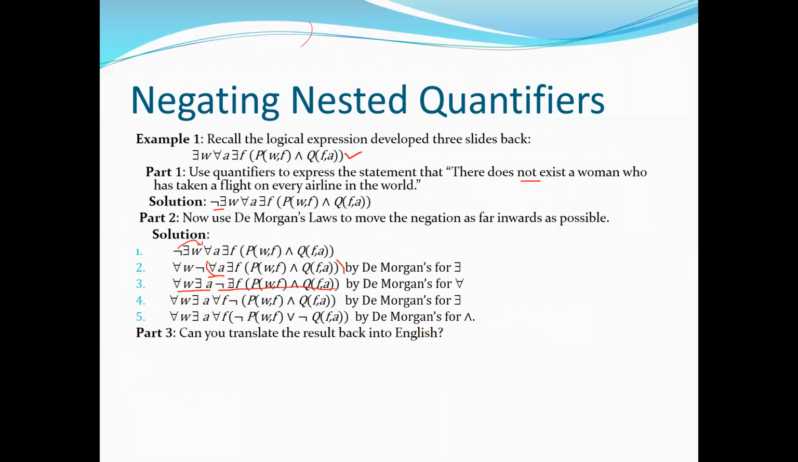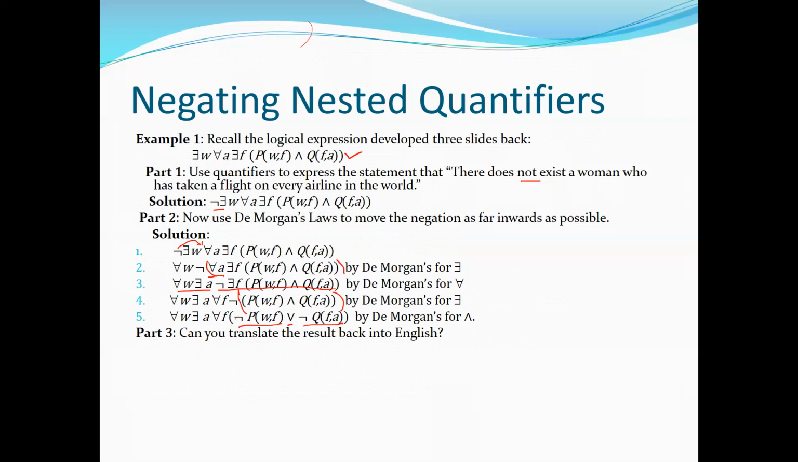Now if we apply this negation to this quantifier, the existential quantifier, it will become the universal quantifier, and the negation will move forward to the next. The rest is the same. Now this negation is with this statement. If we apply this negation to this statement, this is the AND operator, so it will be converted into OR, and the negation will be distributed over both the propositional functions. So negation applies to P of w, f, and to Q of f, a, and the AND is converted into the OR operator. This is how we solve the negation of nested quantifiers. If you want to negate a nested quantified statement, you need to solve it this way.